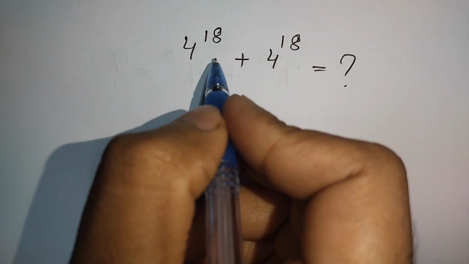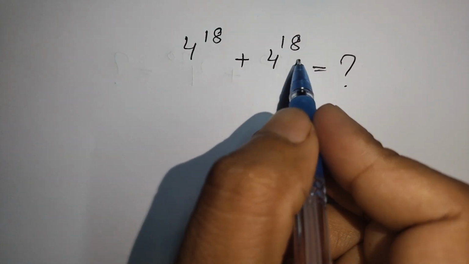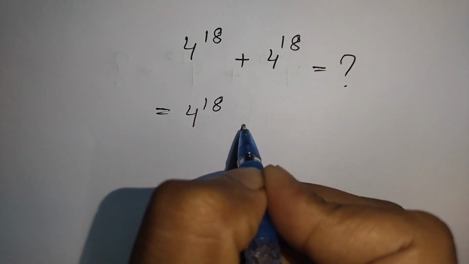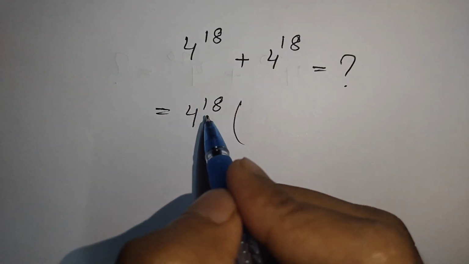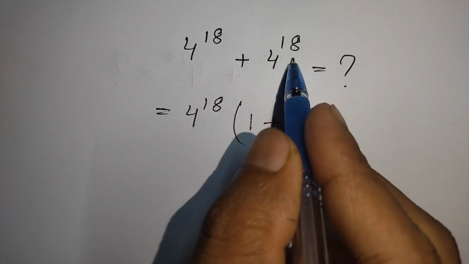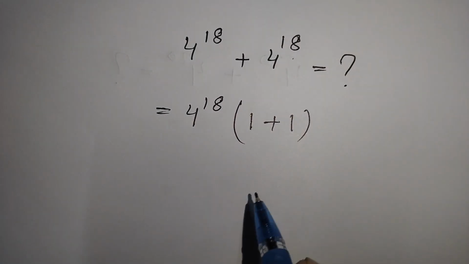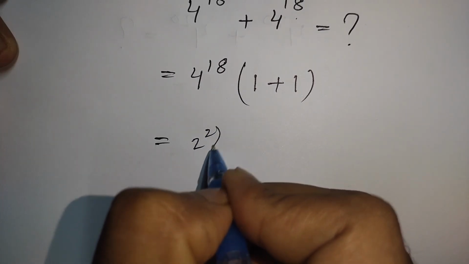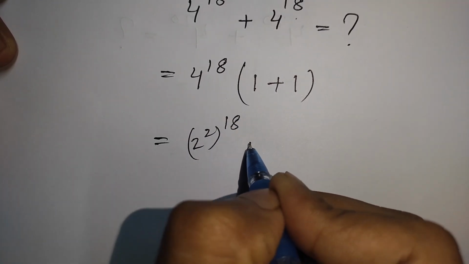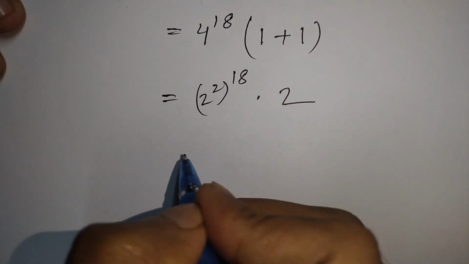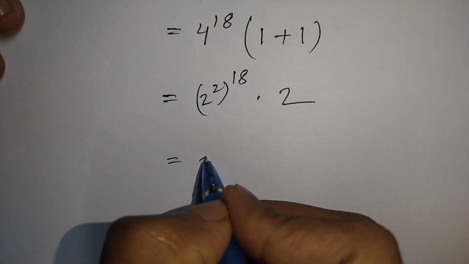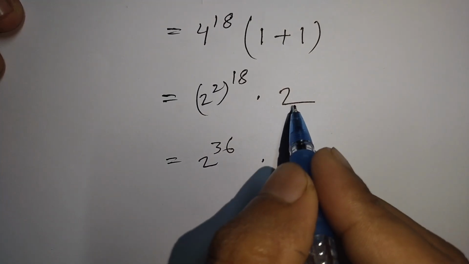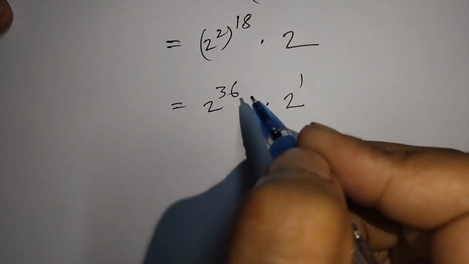How to solve 4 to the power 18 plus 4 to the power 18 is equal to what? At first we take common 4 to the power 18, first bracket start, this divided by this, that means 1, plus this divided by this, that means 1. Now 4 to the power 18 is the same as 2 to the power 2, bracket, to the power 18, times 1 plus 1, that means 2. Now 2 to the power 2 times 18, that means 36, times 2 is the same as 2 to the power 1.